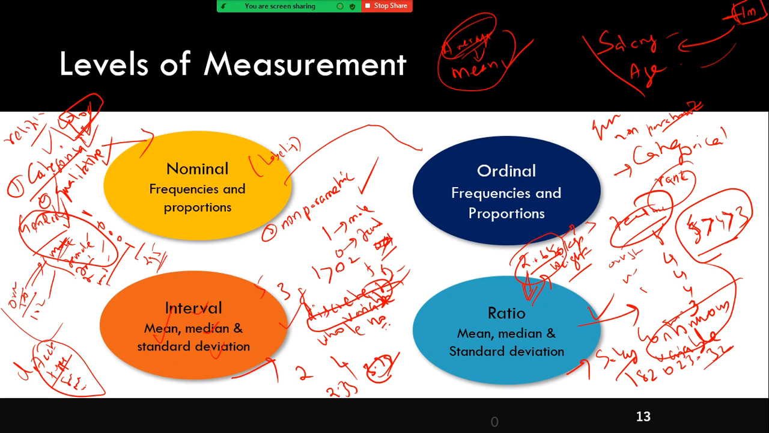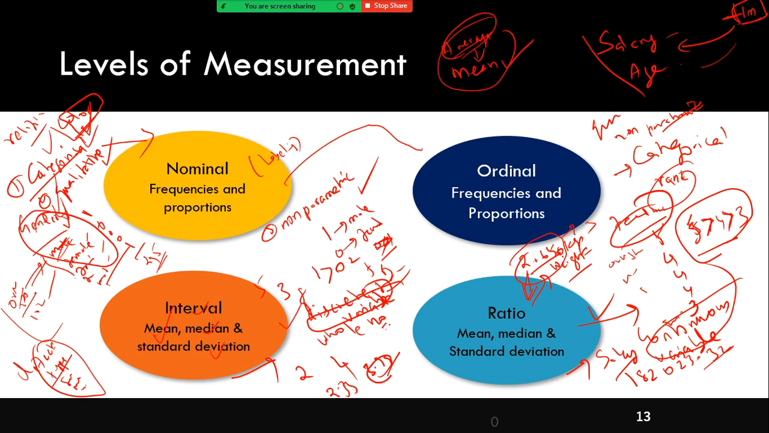Okay, the ratio level variables have all of the characteristics of nominal, ordinal and interval variables, but also have a meaningful 0 point. The 0 point is real. In this case, it is not arbitrary. So if somebody says 0, it means 0.